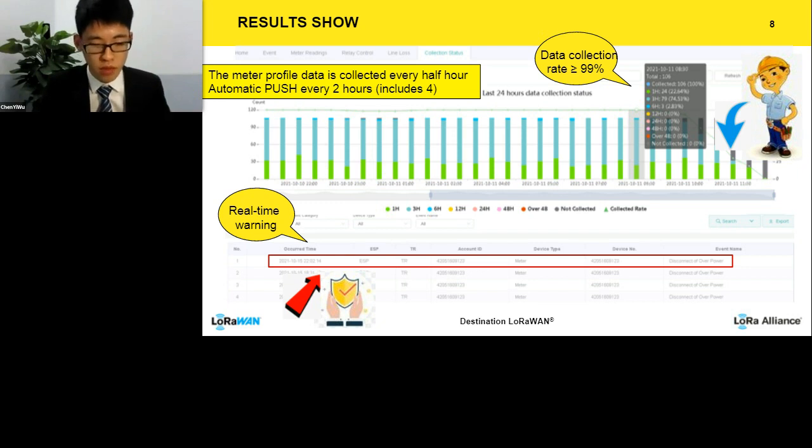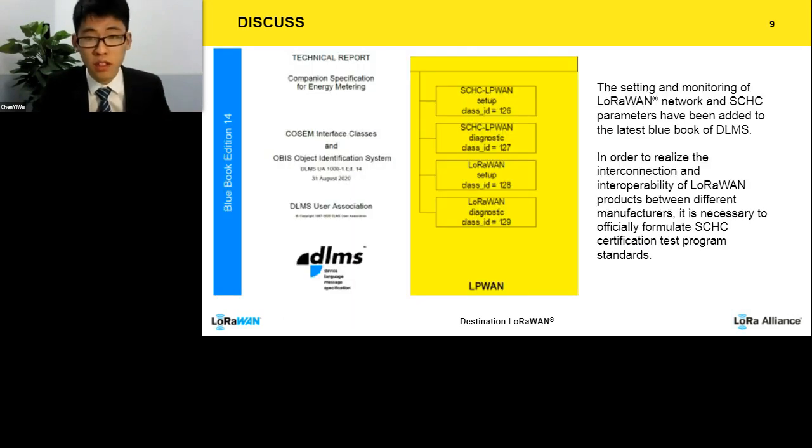At last, we found something to be perfected. The settings and the monitoring of the LoRaWAN network and the SSHC parameters have been added to the latest Blue Book of DMS. In order to realize the interconnection and interoperability of LoRaWAN products between different manufacturers, it needs officially formulated SSHC certification and program standards. Kaifa is willing to actively promote this progress.